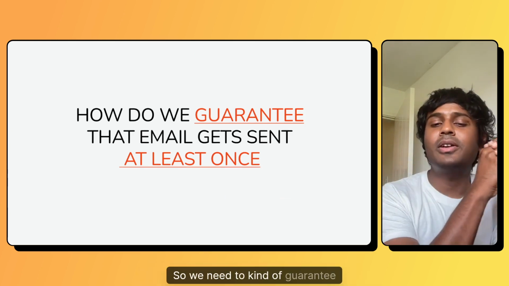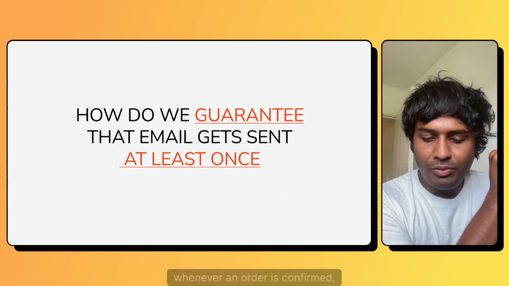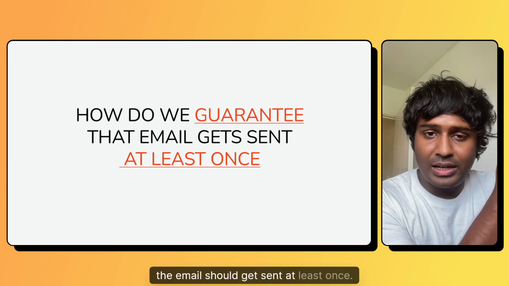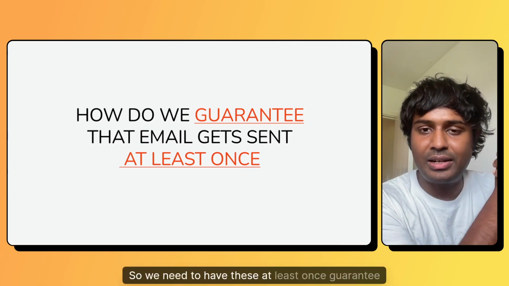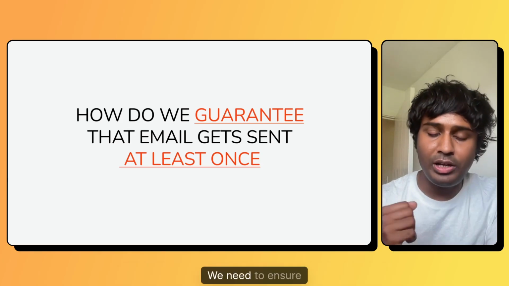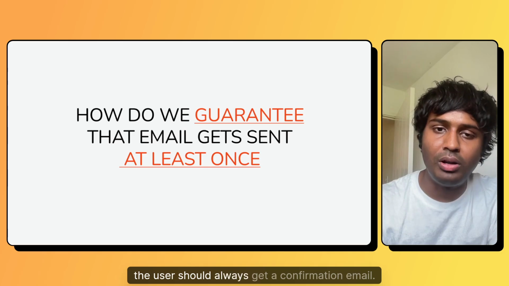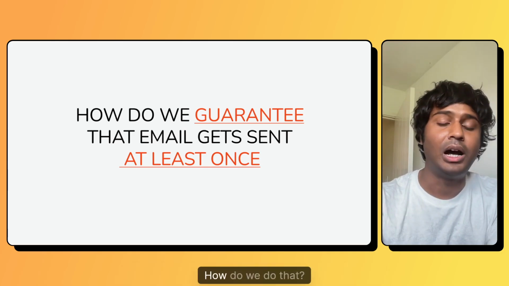We need to guarantee that whenever an order is confirmed, the email should get sent at least once. So we need to have these at-least-once guarantee semantics. We need to ensure that whenever an order is placed, the user should always get a confirmation email. How do we do that?